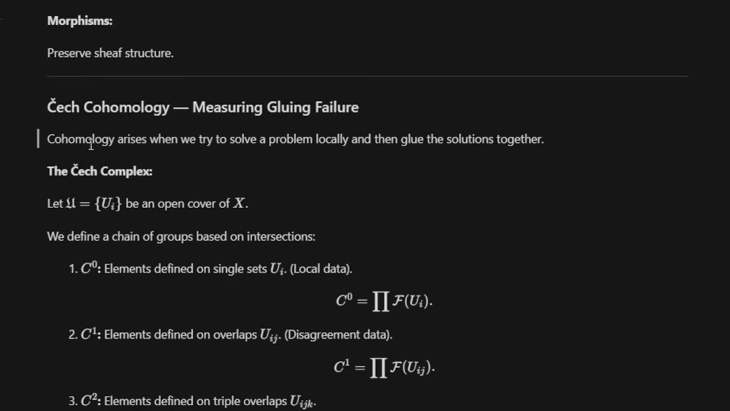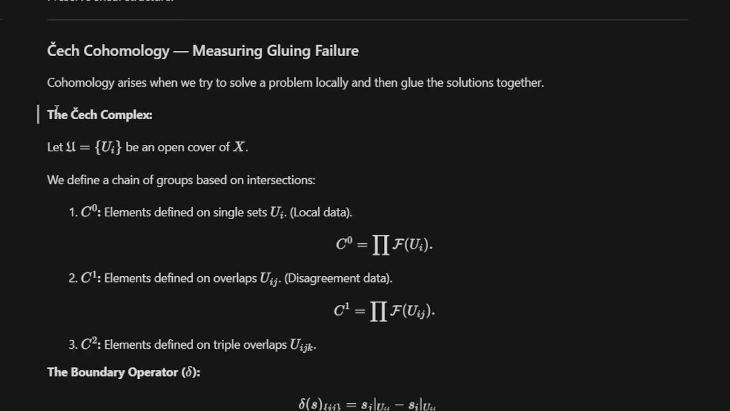So let's look at the Čech cohomology, and this measures the ability or the failure to glue. So the central theme now turns to cohomology again. In schemes, we don't look for holes using loops. We're going to look for obstructions.